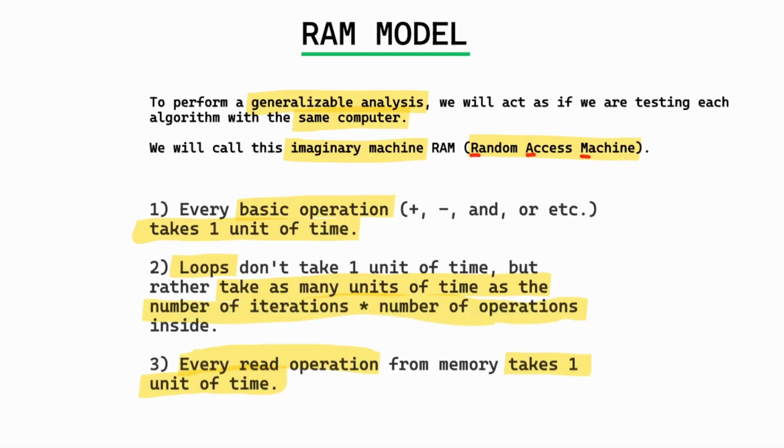Number 3 is read operations. So every read operation from memory will take 1 unit of time. Using these rules, we can do algorithm analysis in a generalizable way.